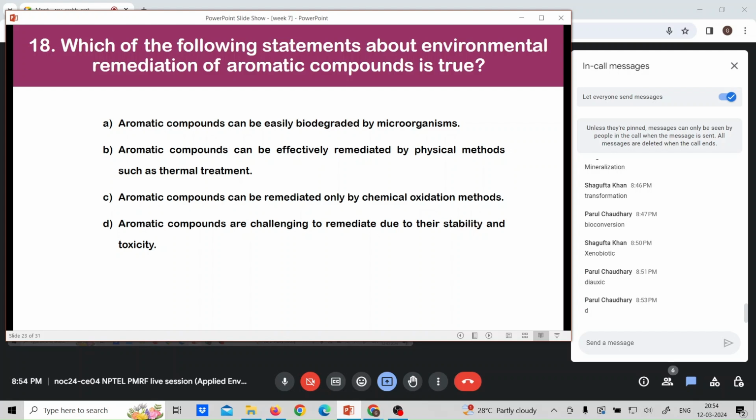Aromatic compounds can be remediated only by chemical oxidation. No, we can use other methods also. The effectiveness varies, that's for sure, but you can use physical, chemical, and biological methods. If the options are interchanged, such as aromatic compounds effectively degrade by chemical oxidation, then you have to think about the mechanism and effectiveness, and then you can come to a conclusion. But it's not that only chemical oxidation can remediate aromatic compounds. Aromatic compounds are generally challenging to remediate due to their stability and toxicity.